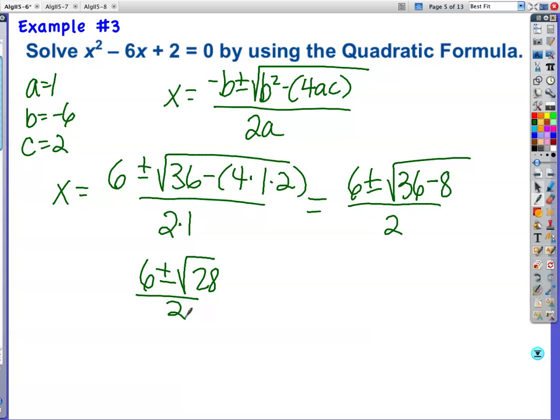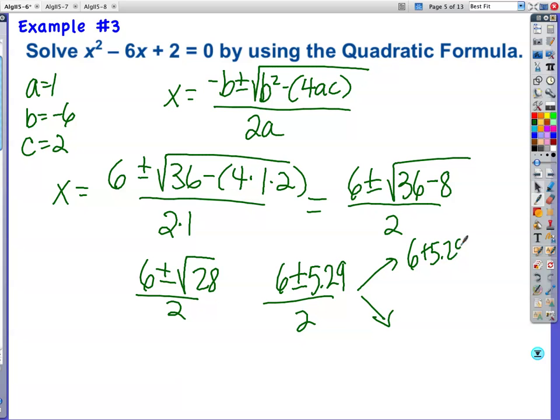Now, you will have to listen to the instructions or read the instructions. I'm going to go 2 decimal places. 6 plus or minus 5.29 over 2. This means I got to go both ways. 6 plus 5.29 over 2. I usually press enter and then I divide by 2, or on your calculator you need to put a parenthesis. Then I get 5.645, which I'll put down as 5.65.